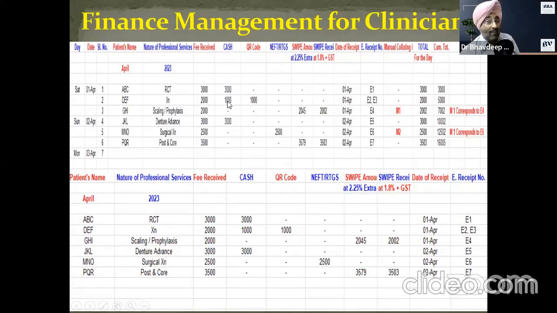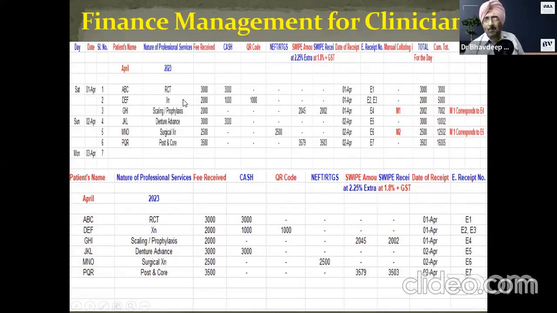He paid 1,000 in cash. He paid 1,000 through QR code. Sometimes we have patients paying in two ways also. I'll pay some by QR code or some in cash and some in another way, the digital way. So there you introduce two receipt numbers. Same patient. Next patient, patient GHI, procedure scaling, just a random thing I've used.